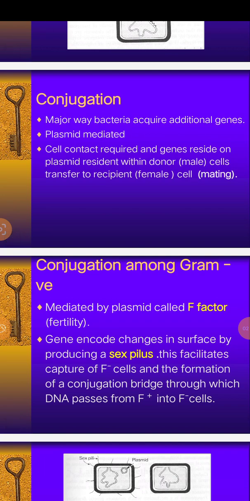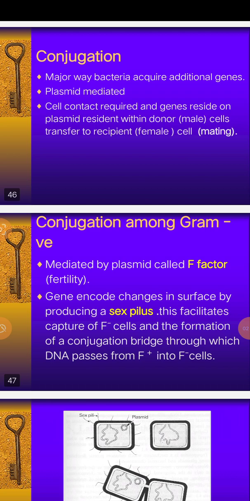The third term is conjugation. It is the major way bacteria acquire additional genes, and it is plasmid mediated. Cell contact is required, and genes resident on a plasmid within the donor cell are transferred to the recipient, that is the female cell. Conjugation can be done by mating.